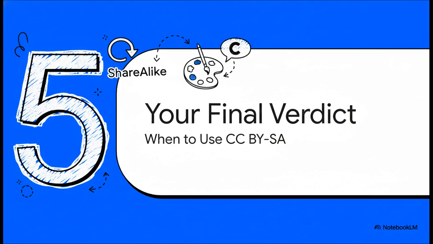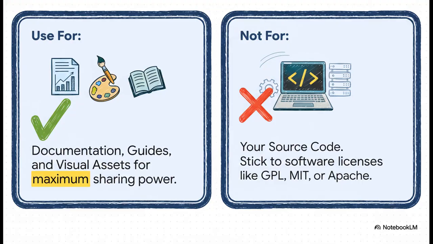All right, so we've covered the what and the why. Now for the really important part, right? The how. Let's get to the final verdict. When should you use this license for your own work? So here's the practical takeaway. For things like your project's data, its documentation, any guides or tutorials you write, and your visual assets, CC BY SA 4.0 is your go-to. It gives you maximum sharing power.